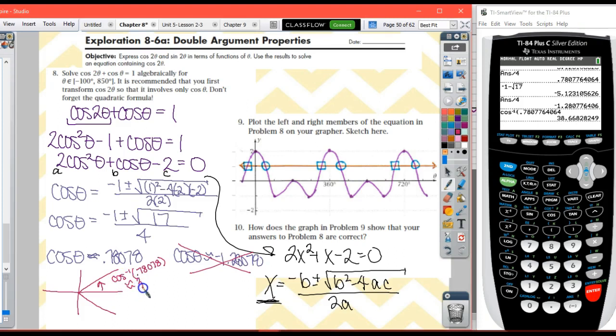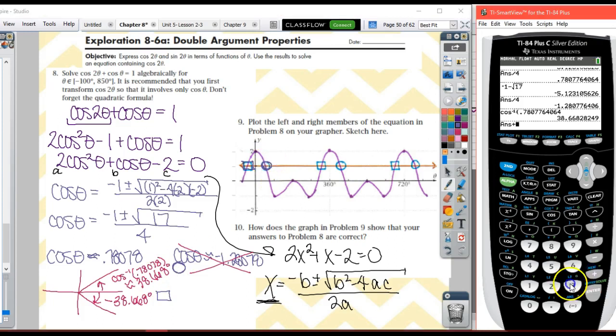So 38.668 degrees. Well, we know with cosine, since it's an even function, if this is an answer, another answer will be negative 38.668 degrees. And so now that I have my two starting points, we know that we can add and subtract multiples of 360 to get more answers. So this negative 38.668 is this square solution right here. And the positive 38.668 is going to be this circle solution right here.